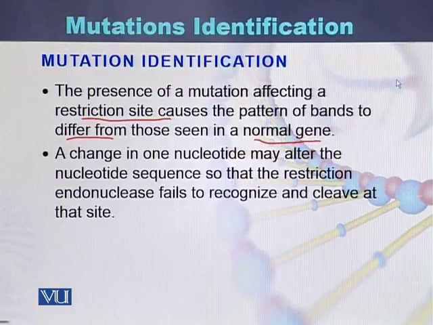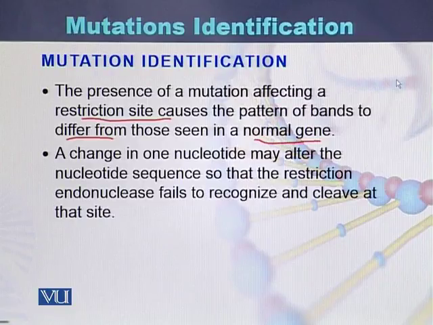So if there is a mutation and, due to that mutation, the restriction enzyme site changes, we can identify from the change of the restriction enzyme site that there is a mutation, and due to that mutation the restriction enzyme will not digest the DNA. So by this method we can identify mutations in human genes.